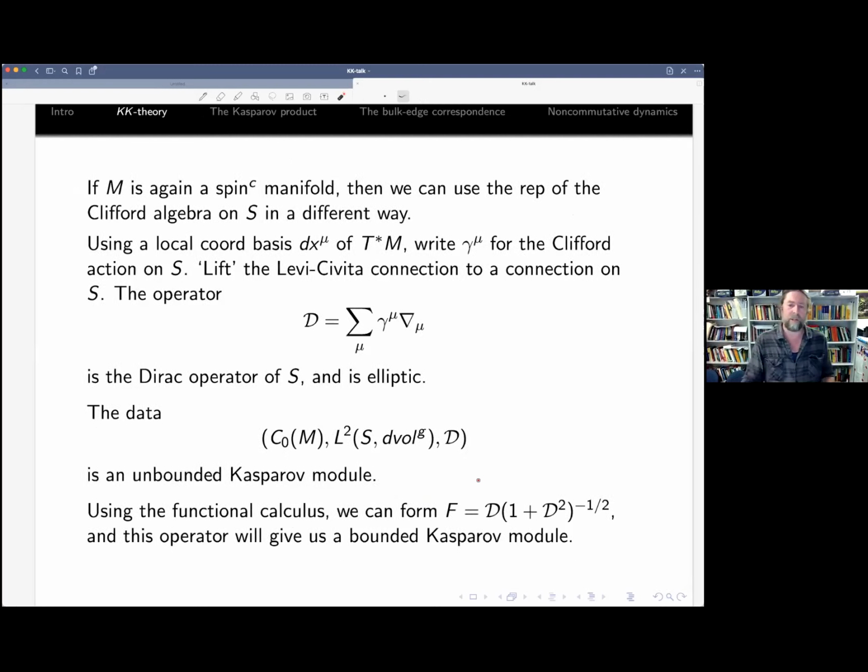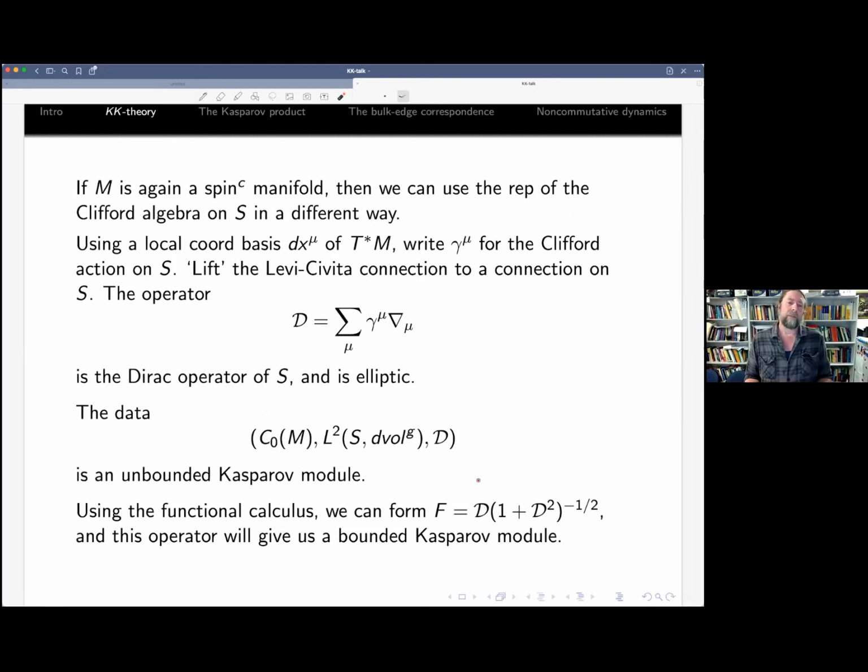Okay, so different things you can do to construct these classes. Here's a different sort of thing. If M is again a spin C manifold, then you can use the Clifford algebra to build a different sort of class. So if you take a local coordinate basis of the cotangent bundle, what we can do is write gamma mu for the Clifford action of dx mu on the spinor bundle. You can lift the Levi-Civita connection to a connection on S, and this is your Dirac operator. It's elliptic, it's first order, and this data here is well known to give you a spectral triple, so an unbounded Kasparov module.